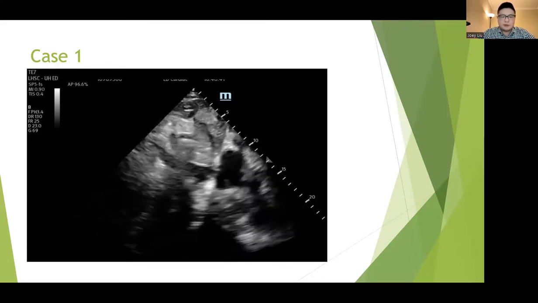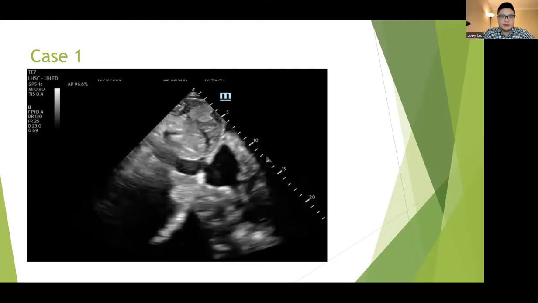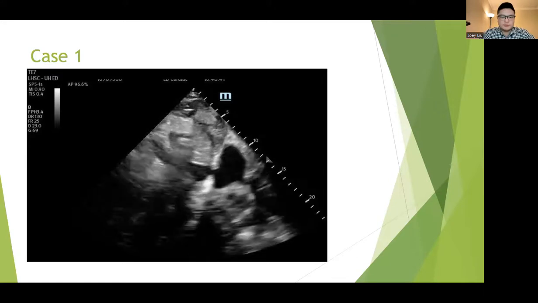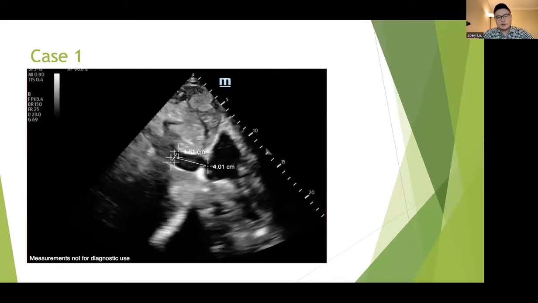But applying what we had learned from the recent study, I decided to take some measurements as well. So just a click, trying to measure 4 centimeters caudal from the RA-IVC junction, making sure that it's perpendicular to the tube itself.